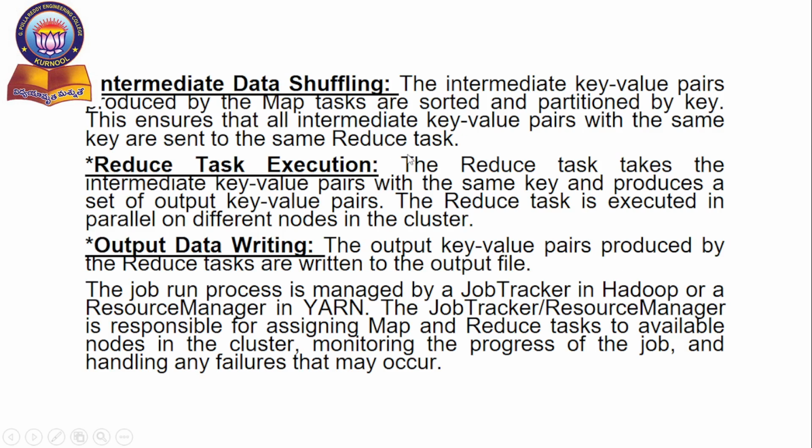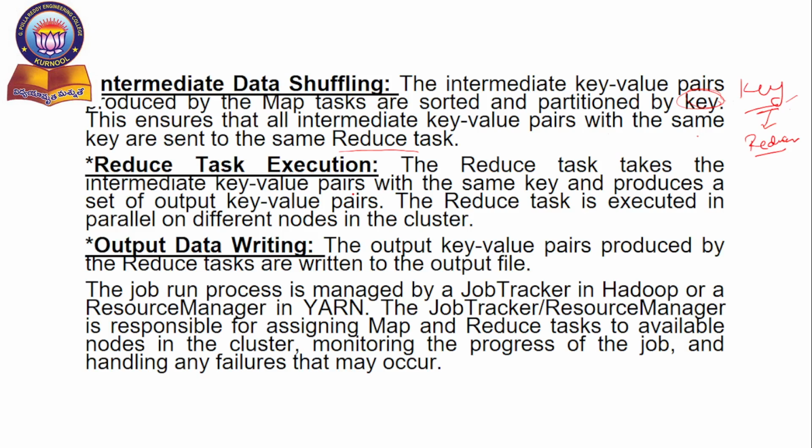Now, intermediate data shuffling. The intermediate key value pairs produced by map tasks are sorted and partitioned by key. So based on a key, the values will be shuffled. This ensures that all intermediate key value pairs with the same key are sent to the same reduce task. That is, whatever data is mapped with the key will be passed as an input to one single reducer. So based on the number of keys, we'll select the number of reducers.